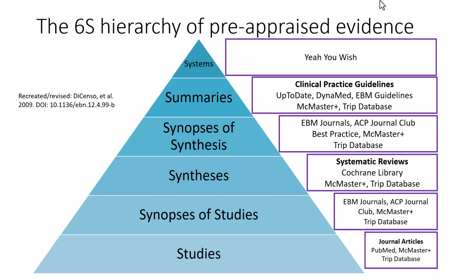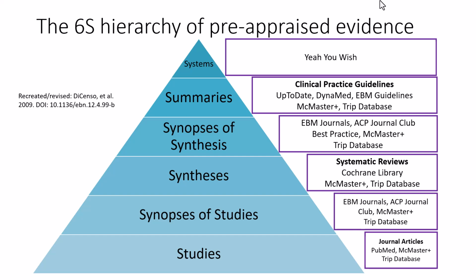A bit lower than that, there are systematic reviews. Even though they are in the middle of the pyramid, most of the time they are the best evidence that we could find to answer our clinical questions. The main source of them is the Cochrane Library, which is free for about 100 countries because they have country subscription. But not all the countries have access to it, so it requires subscription. And then we have free sources such as McMaster Plus and Trip Database.